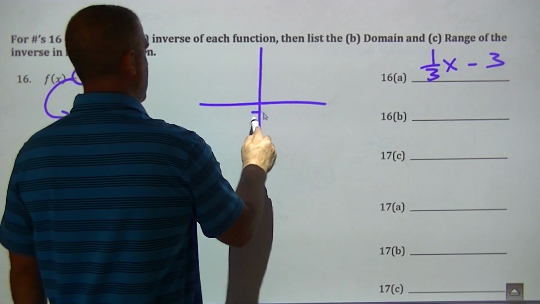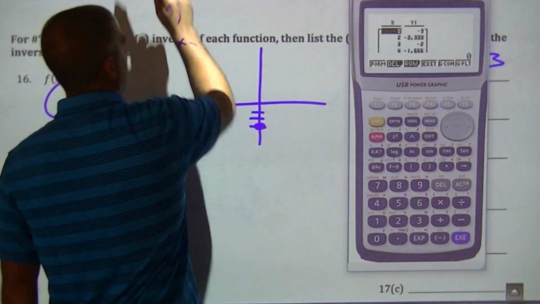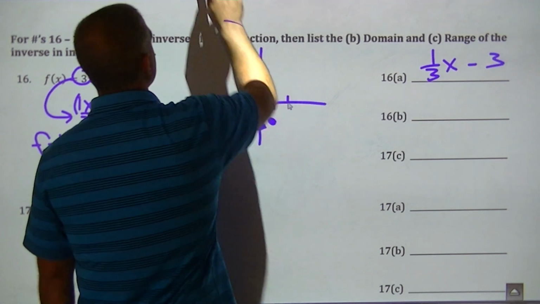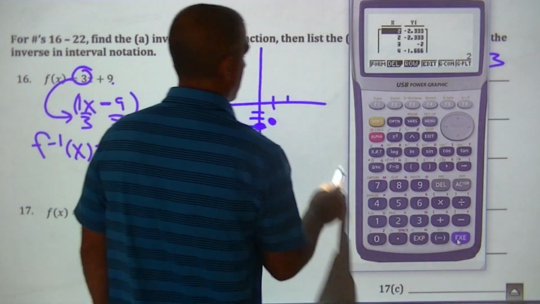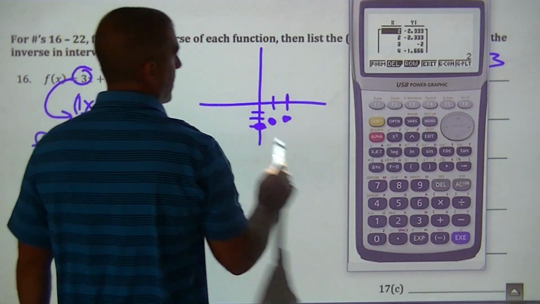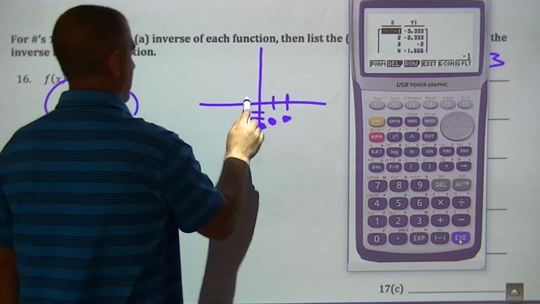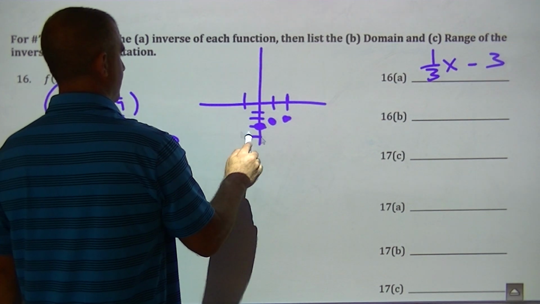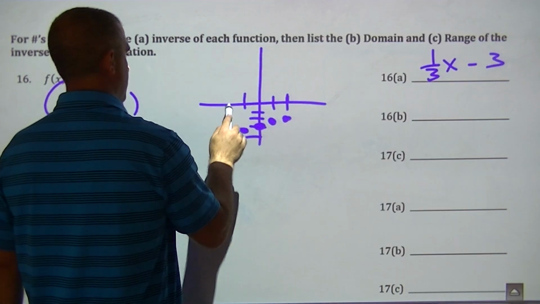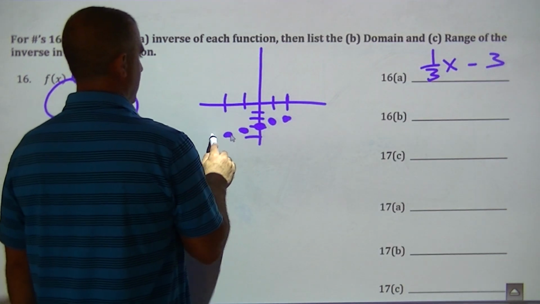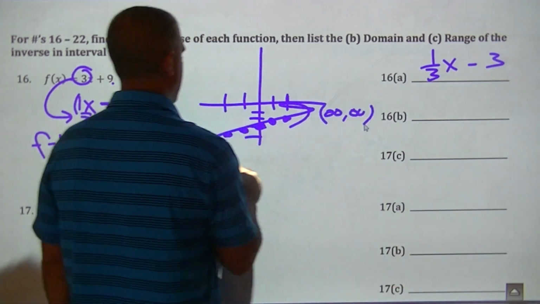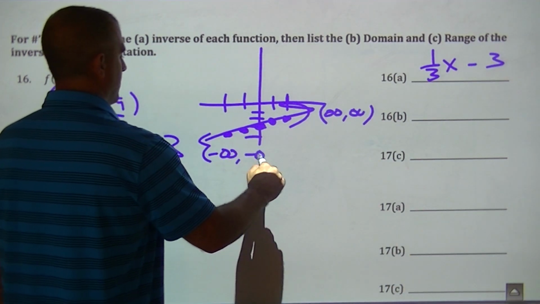So I'm going to go 0, I'll be at -3. I'll go 1, -2.6, 2, -2.3. Then -1, -3 point something, and then -2, -3.6. So what I got is a line. Now, if I label that, that's infinity, infinity. This is negative infinity, negative infinity.